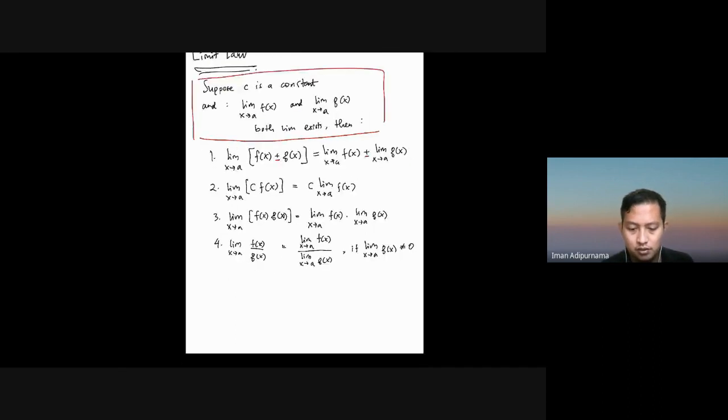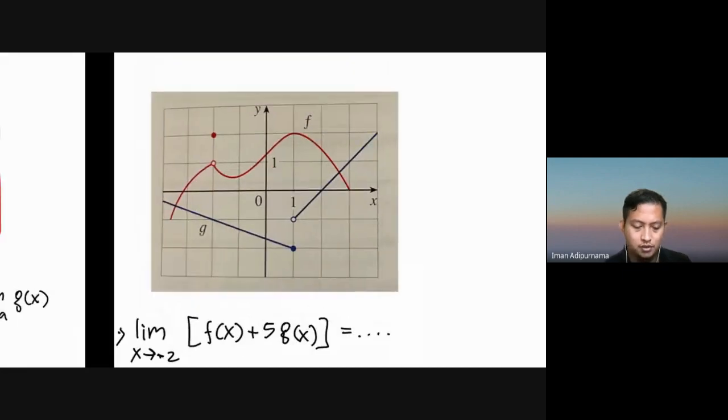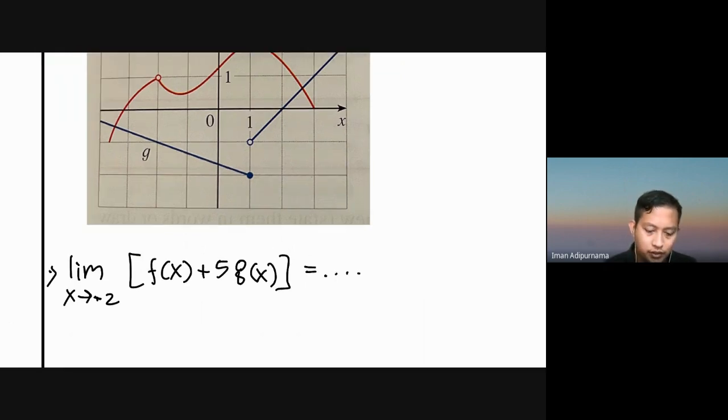Okay, let's move on, and let's look at this picture now. We have two functions, f and g, from this picture. The red curve is f, and the blue curve is g. Now we have all these questions here.